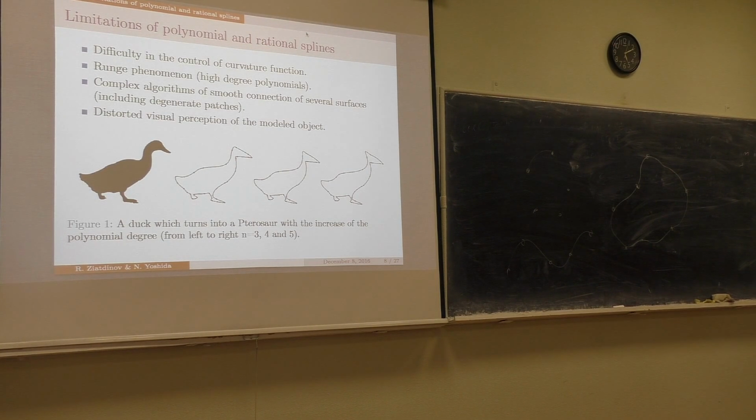And recently, in my articles published in the Scientific Visualization Journal, I concluded that if you use polynomial splines, you can get a distorted visual perception of the modeled object. I have shown some pictures here. So this is a duck, right? We use the same input points, and here I increase the degree of polynomial from 3 to 4 and to 5. I even made a funny caption here: the duck which turns into a pterosaur, actually, the duck turns into a dinosaur. But the initial points are exactly the same in every case.